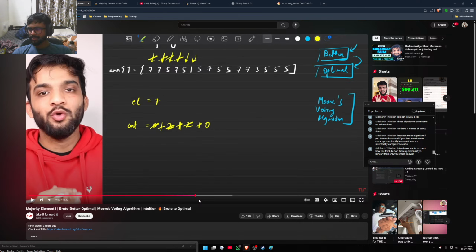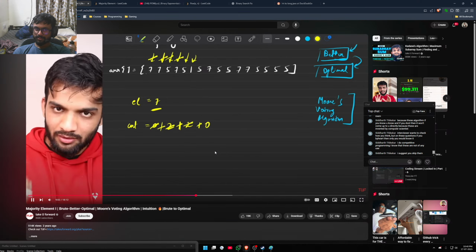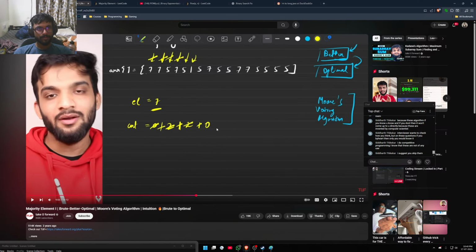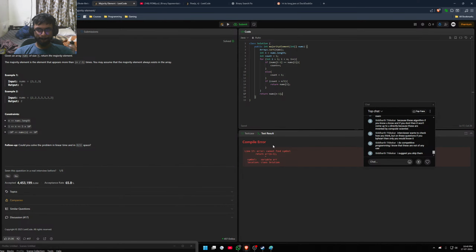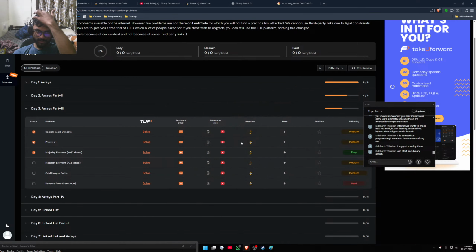But isn't this algorithm used commonly, multiple times? Like binary search, for example. Binary search, if you do computer programming, I know these are not of any use. Oh, okay. So you don't want me to increase this, because 7 was your element. So just skip it then. Yeah, binary search. I know binary search.